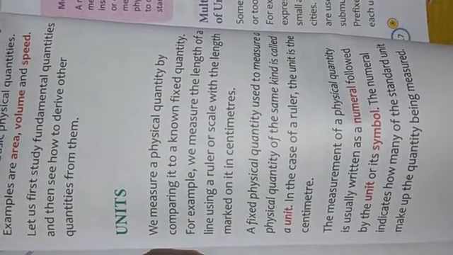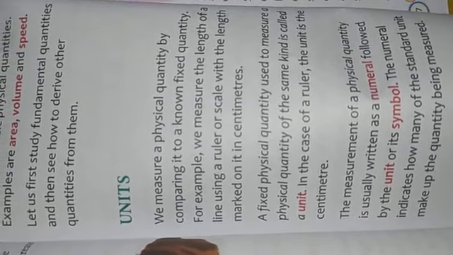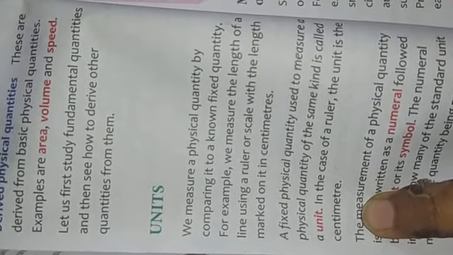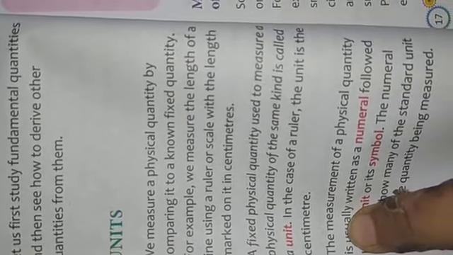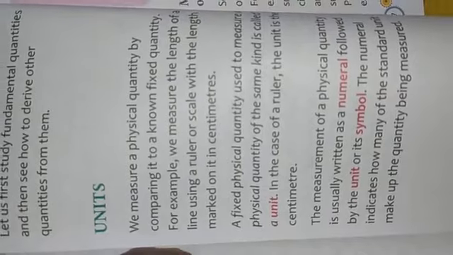So now let us know about the unit. You know very well, we measure a physical quantity by comparing it to a known fixed quantity. For example, if you measure the length of a line using a scale or ruler with length marks on it in centimeter, you know there are marks 0, 1, 2, 3, 4, and all the marks are measured in centimeter. Okay. A known quantity that is used to measure a physical quantity of the same kind is called what? Unit. In case of scale, the measurement is in centimeter. In case of thermometer, the measurement is in Fahrenheit or centigrade. Okay. The measurement of a physical quantity is written as a numerical followed by a unit or symbol.